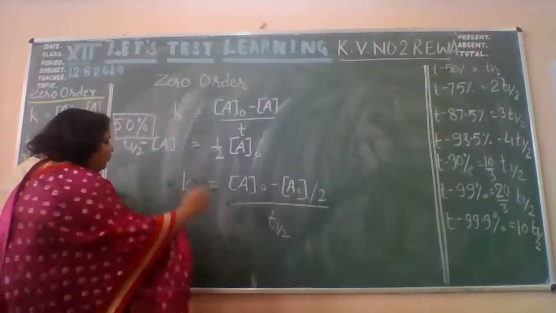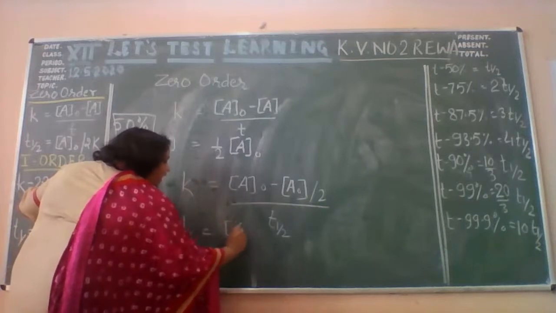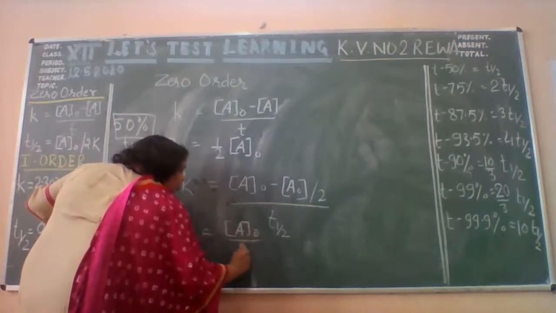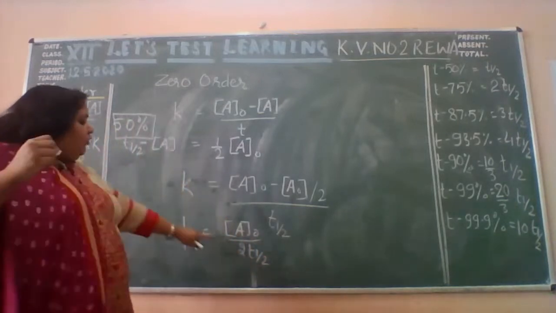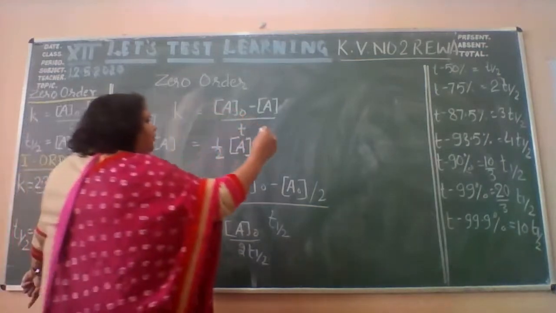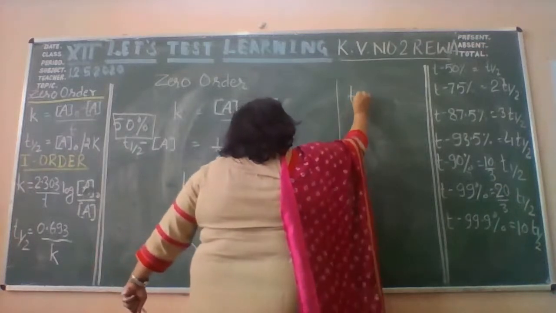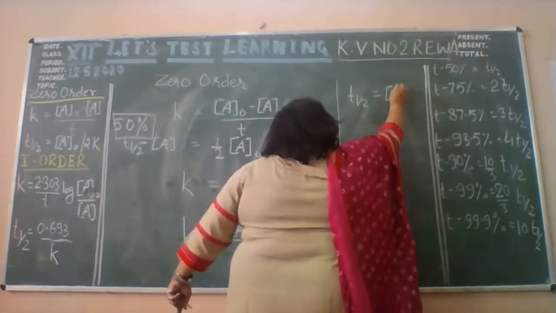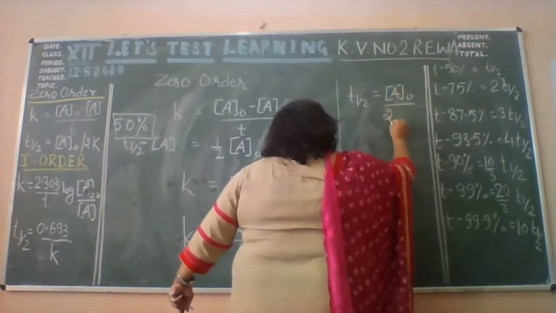So what equation do you get here? k is equal to a naught upon 2 t half. Or if I write it in terms of t half, the equation will become t half is equal to a naught by 2k.